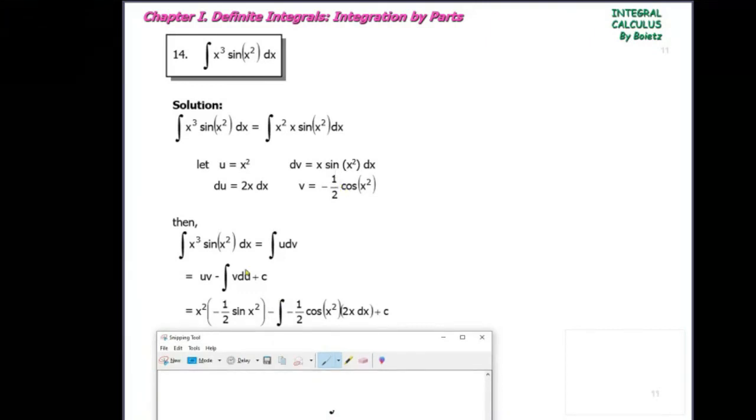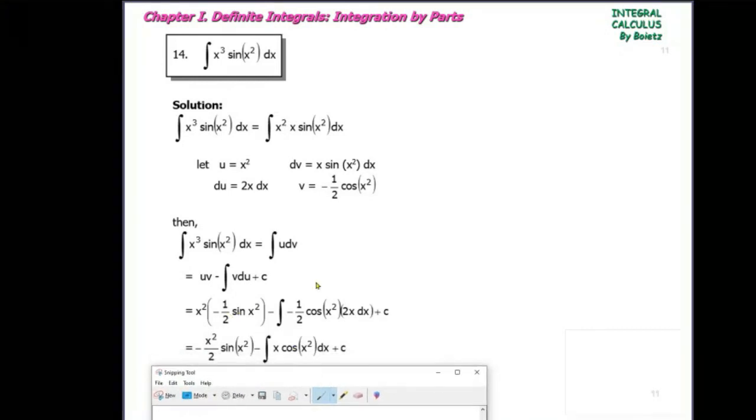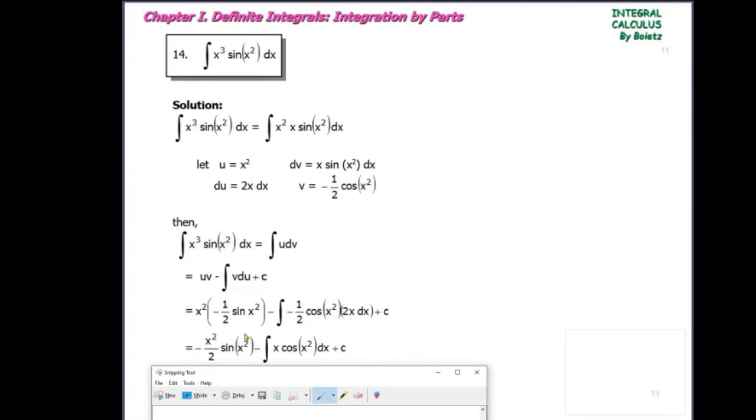Dapat cosine. This is cosine x squared. Minus v, negative cosine. Ayun eh. Sinubstitute dito yung v eh. Negative 1/2 cosine x squared. Then du is equal to 2x dx. So, ayan. So, ito cosine. Take note class. Dapat cosine to. This is negative x squared over 2 cosine x squared. Then, ito, magiging plus 1, may 2 doon, tsaka 2 cancel. Cosine x squared 2x dx.